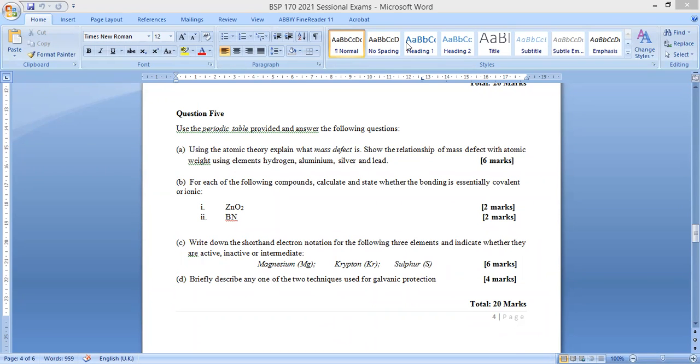Are you able to see my screen now? I have question 5 here. I've moved away from the lecture presentation. Are you able to see? Yes, we can see. Okay, all right. So question 5B here says, briefly describe any one of the 2 techniques used for galvanic protection.